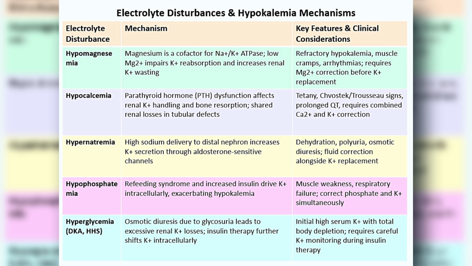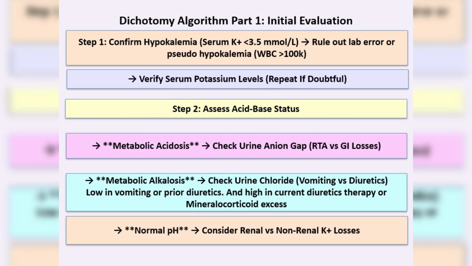Okay, so we've explored all these different causes, this whole spectrum of possibilities, but how do we actually figure out what's going on in a patient? What investigations do we do? Well, first things first, we've got to make sure the hypokalemia is real. Rule out lab errors. Exactly. Repeat the test, make sure it wasn't just a fluke.